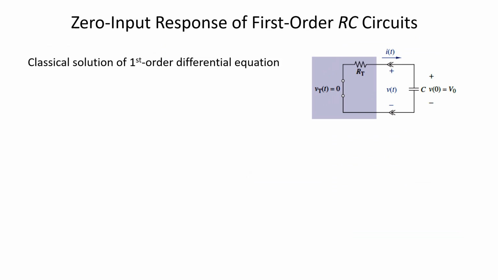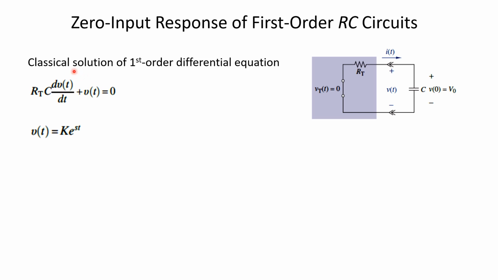Now the 0 input response of the first order RC circuit: we have made the right hand side equal to 0, shown over here. This is a homogeneous equation. Now how to solve this differential equation? There is more than one method for solving a differential equation. We will use the simple one. As we know, there are two terms, and the sum of the two terms is equal to the right hand side, which is 0. So we have the voltage over here, and this is the derivative of the voltage.